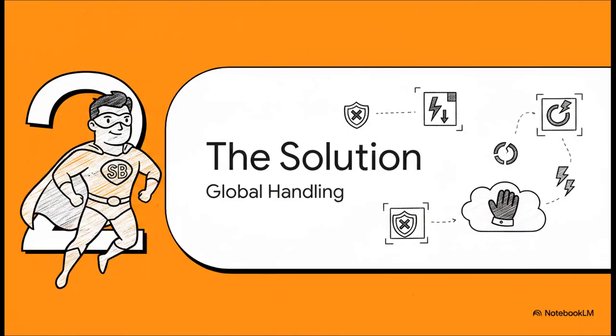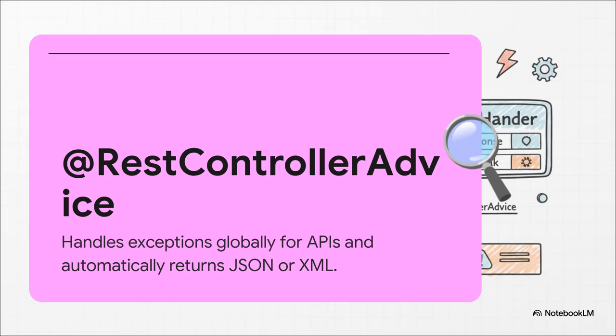Section 2. Enter global exception handling. To solve this massive headache, Spring Boot comes with built-in support for handling errors cleanly and globally. Instead of writing try-catch blocks everywhere, we can use a set of specific annotations to rescue us from that boilerplate code. Now, what's really interesting about this is the RestControllerAdvice annotation.